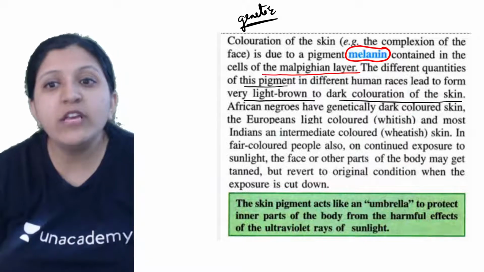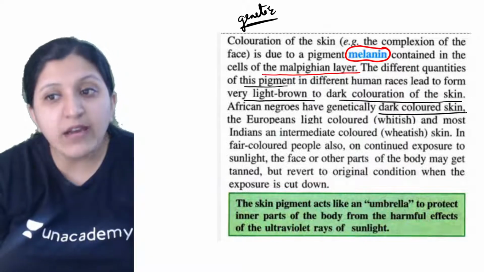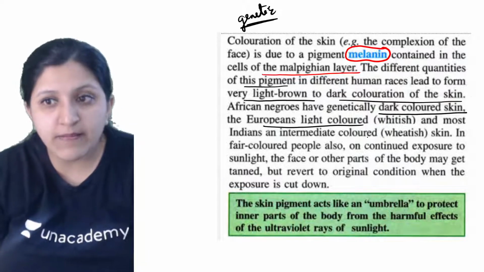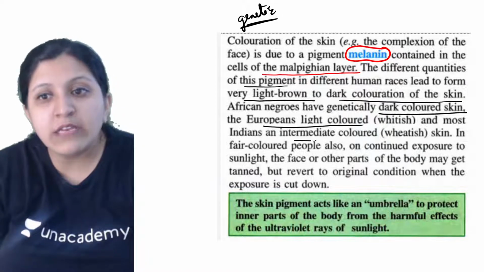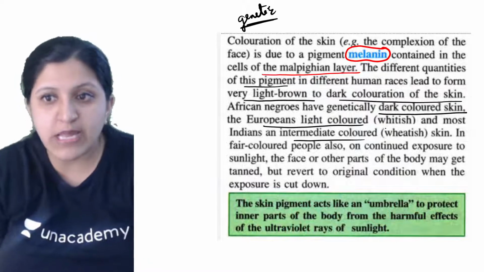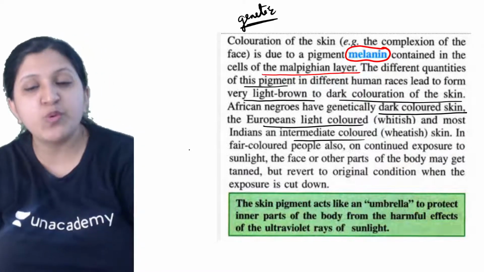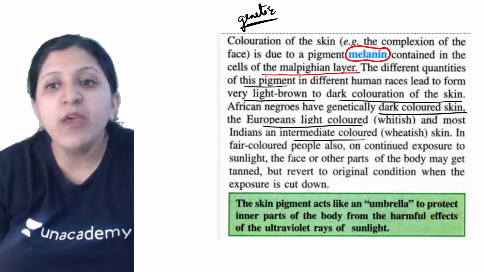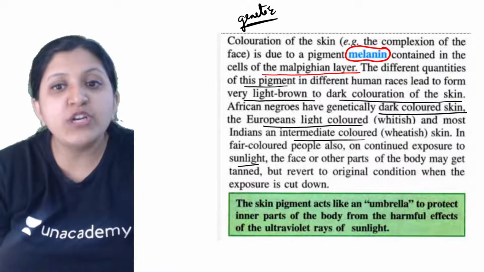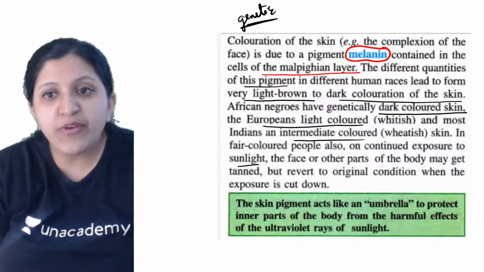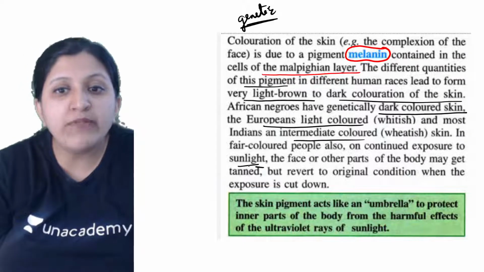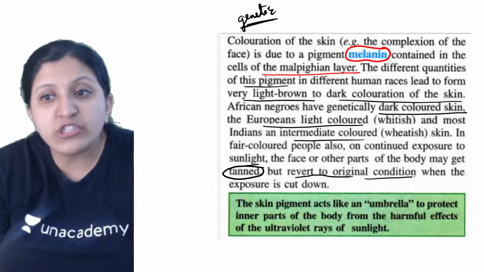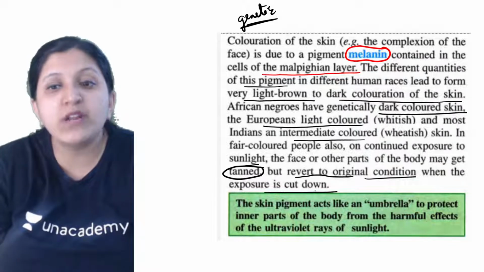So African Negroes have genetically dark colored skin, Europeans have light colored skin, and most Indians have intermediate colored skin, that is wheatish skin, which can also be called mulatto. In fair colored people, on continued exposure to sunlight, the face or other parts of the body will get tanned.